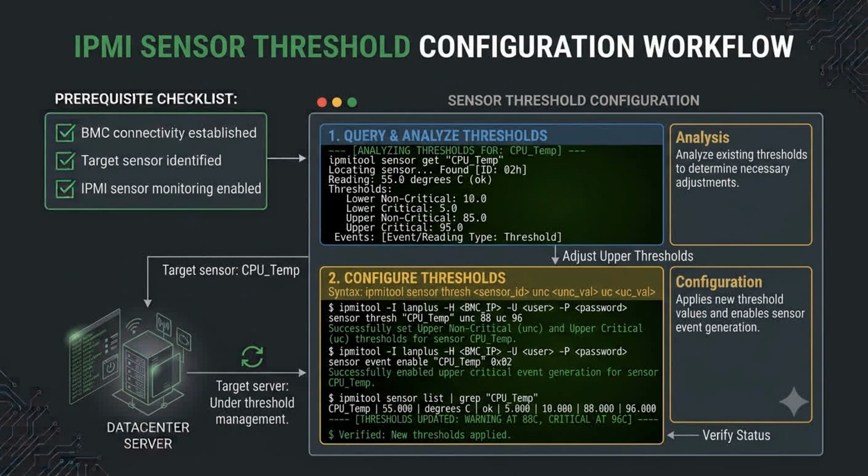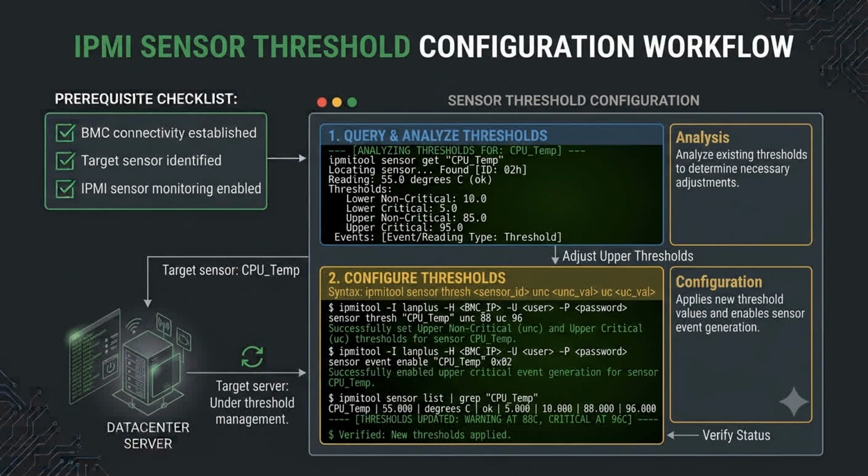You can query thresholds with ipmitool sensor thresh followed by sensor name only. You can also disable sensor events. Type ipmitool sensor event followed by sensor name and disable. This stops alerts from that sensor. Use this carefully. In production, you want all sensors enabled.